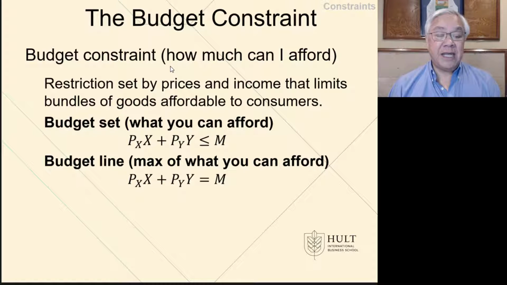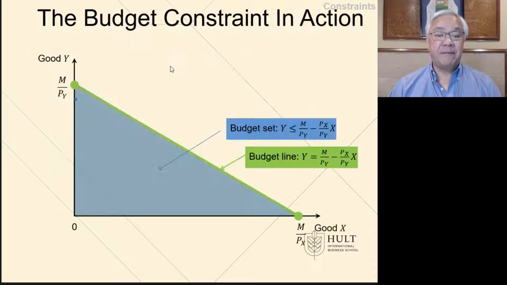So the budget set represents all the choices we can make, and the budget line sets the maximum of what we can afford. And this is best seen in a graph. So keeping the same axes, where we have good X on a horizontal axis and good Y on the vertical axis, this line in green represents the maximum you can spend.